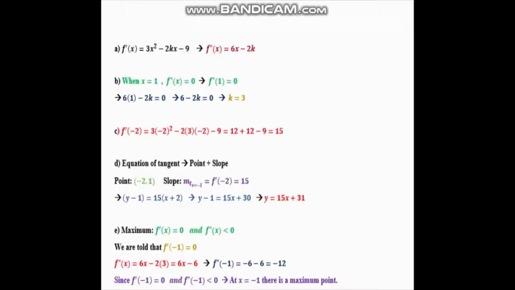So this is what I've done. I've plugged negative 1 into f double dash, obtaining negative 6 minus 6, which is negative 12. Hence, since the answer is negative, and since I already know that f dash of negative 1 is 0, I have satisfied the two conditions for a maximum point. So this concludes our question. Take a minute to copy this down if you will, and I shall begin question 3 shortly.